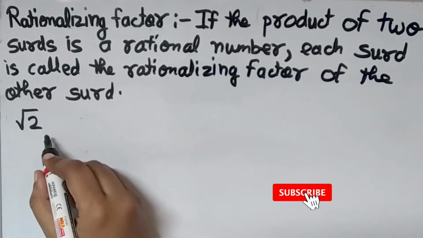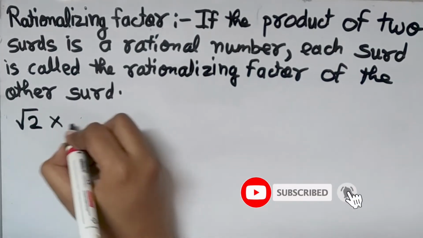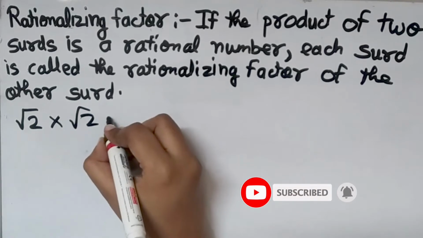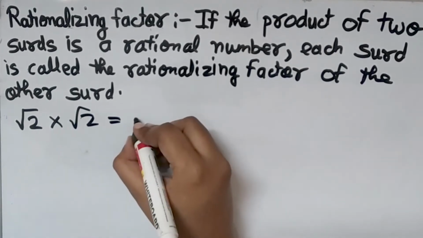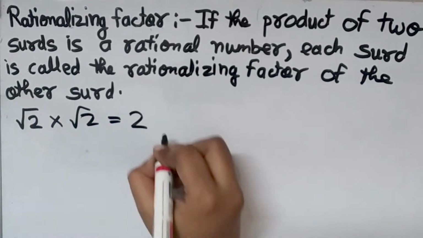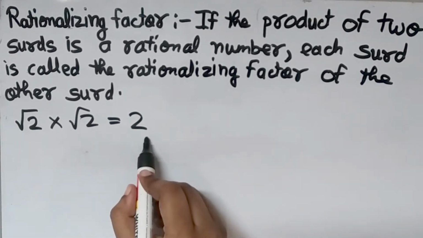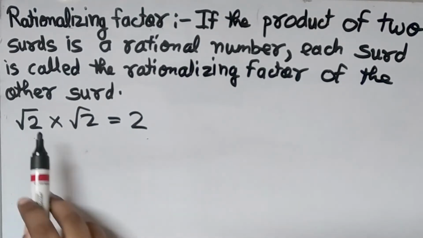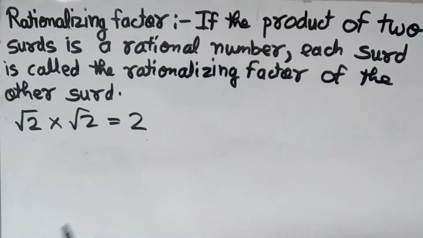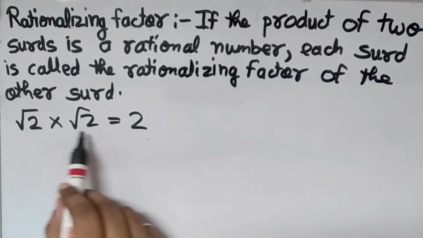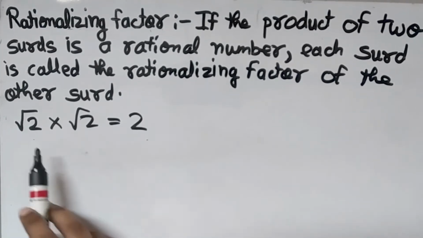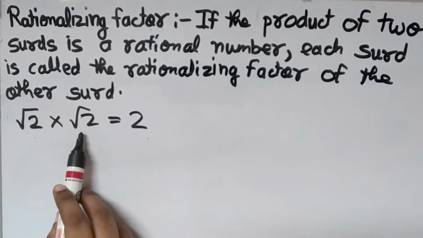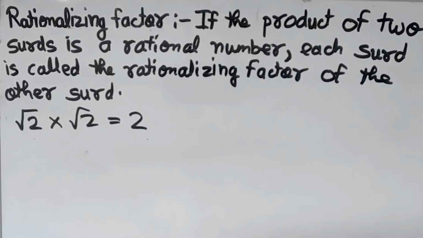Now if we multiply root 2 by root 2, so what we will get? Root 2 into root 2 will be 2. Okay. Now 2 is a rational number. So if we multiply these two surds, we will get a rational number. That is, the product of these two surds is a rational number. So that means root 2 is a rationalizing factor of root 2.